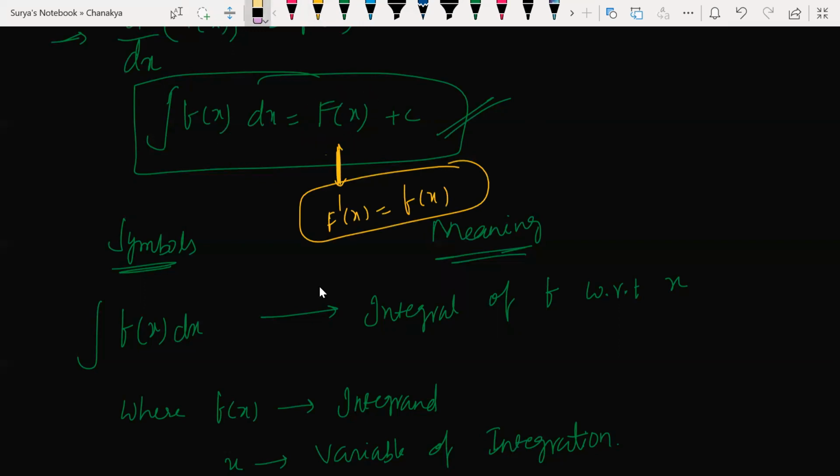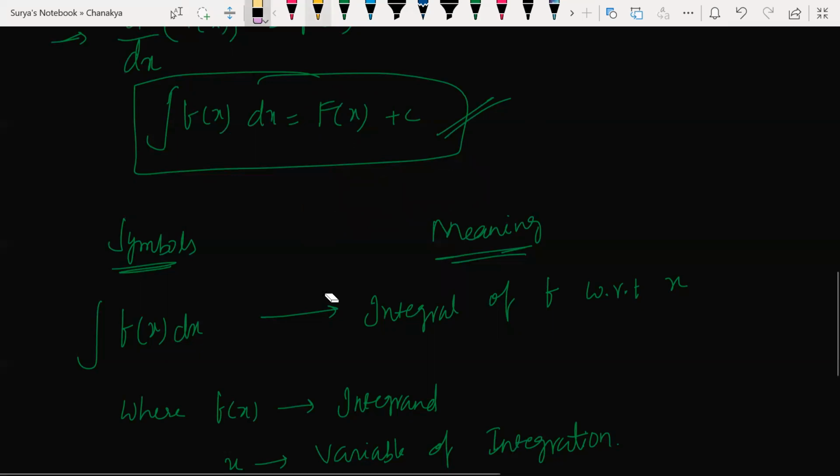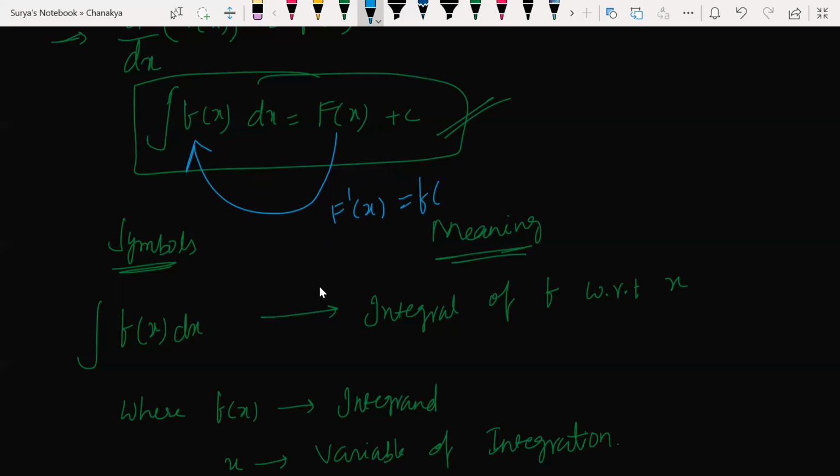Isn't it? As I told you, beta, integration is the antiderivative process, right? Yes, sir. If the integral of this function is this, then the derivative of this has to be this, isn't it? So we can say that capital F dash of x is equal to small f of x. Okay. Any doubts? No, sir.